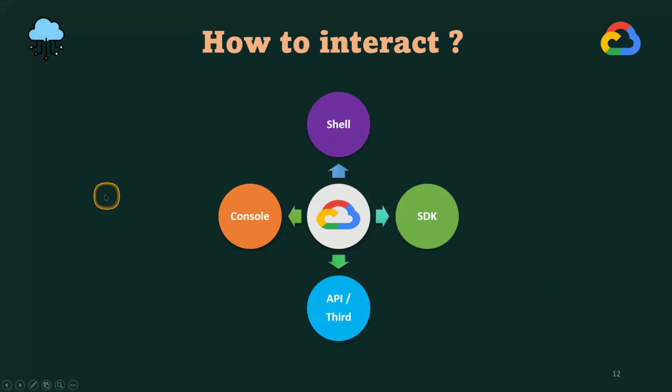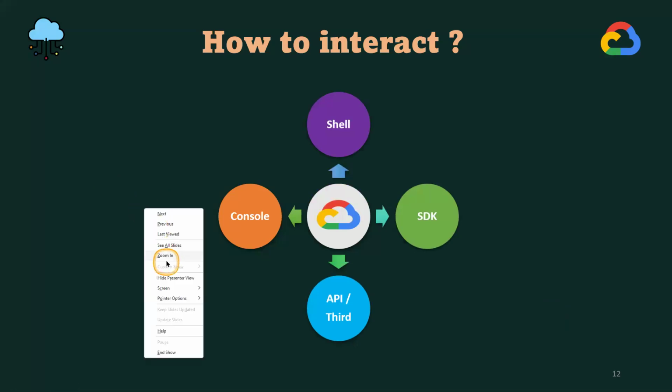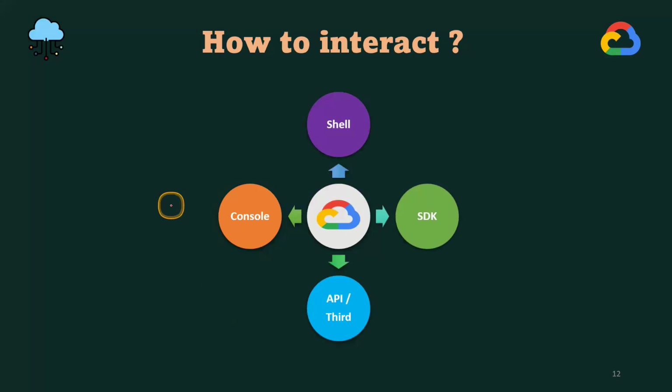A console is a web-based tool. It is a graphical interface. I'm going to talk about this one tomorrow, just to give you an idea. It is a graphical user interface. Cloud Shell is a command line interface. Cloud SDK is also a command line interface. And this is third party tools. It can be any tool, it can be multiple tools, third party tools can be anything.